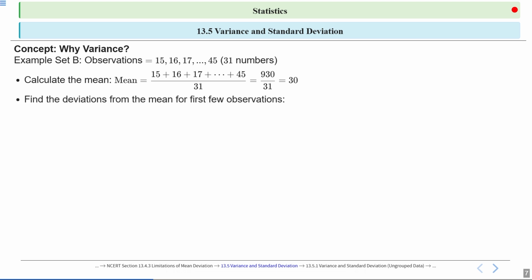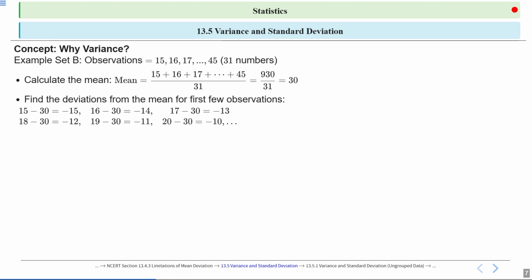Let's find the deviations from the mean for the first few observations. A deviation is simply the difference between each number and the mean. So we will look at the first few numbers to see how far they are from 30.